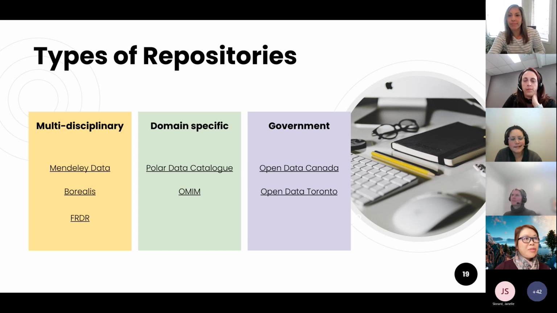Okay, so there are different types of research data repository available. They come in different shapes and forms and can be identified in 3 major types.